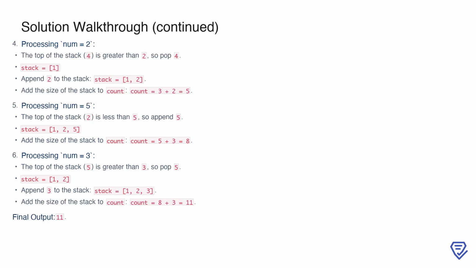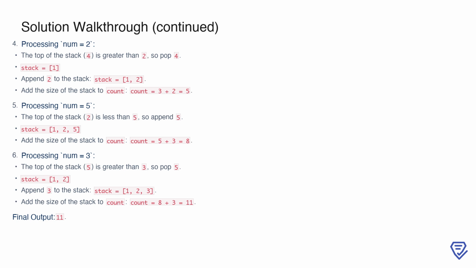Now, we move on to processing 2. Here, the top of the stack, 4, is greater than 2, so we pop 4 from the stack. This leaves us with [1]. After that, we append 2 to the stack, making it [1, 2]. We then add the size of the stack, which is 2, to our count, bringing the total to 5.